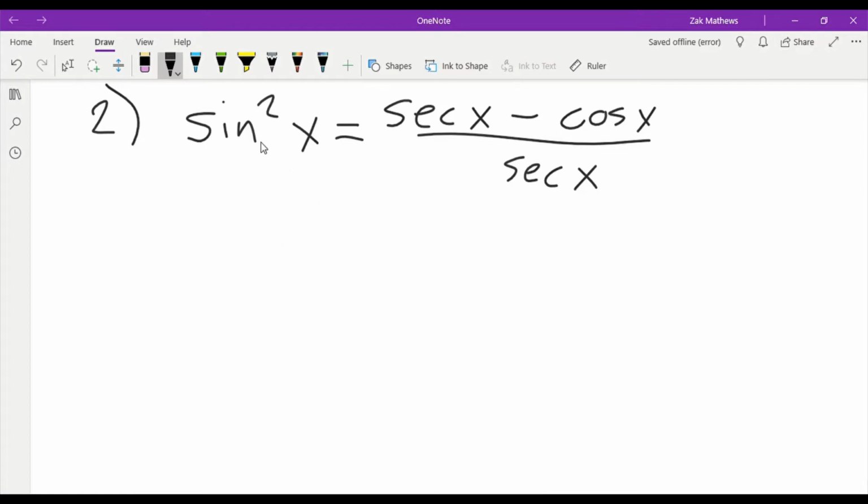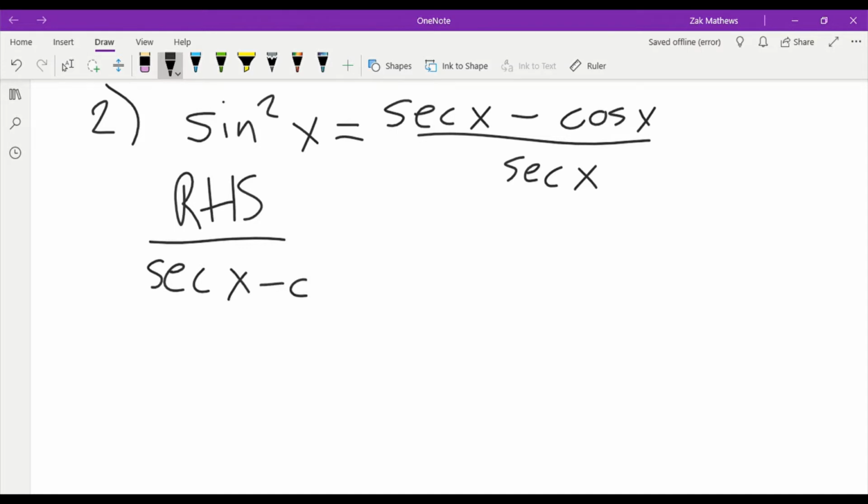Here we have sine squared x is equal to secant x minus cosine x over secant x. First step is to decide on the side, and it's definitely seeming to me like that right-hand side is a more complex side. So for my reader, to make it very clear what I'm doing, I'm writing down RHS, standing for right-hand side, just rewriting what that was too. My goal is to have a sequence of steps that take me from one side to the other. So this should be my end goal.